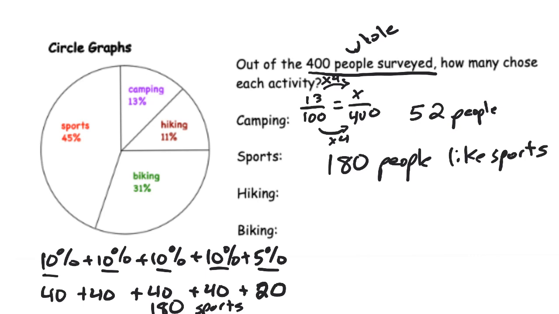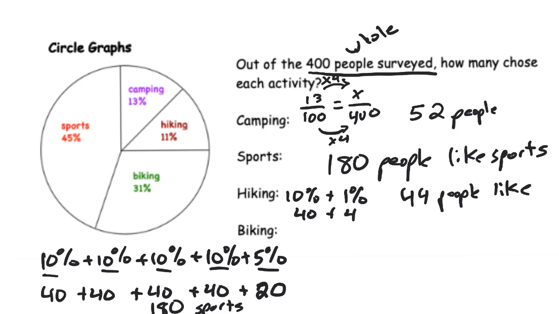Okay, hiking. Hiking's an easy one to do with decomposition. It's just 10% plus 1%, which is just 40 plus 4, because 10% of 400 is 40 people. 1% of 400 is 4, so it's 44 people like hiking. Probably more than 44 people like hiking right now with all the social distancing that we're doing.